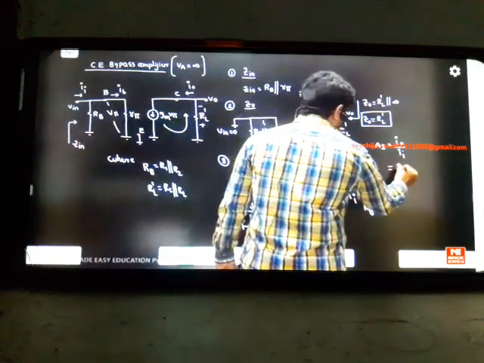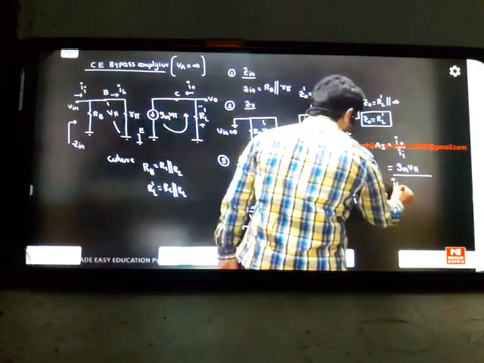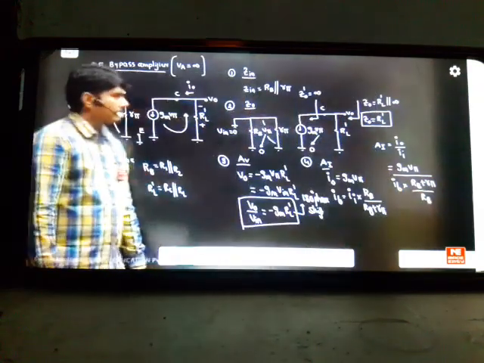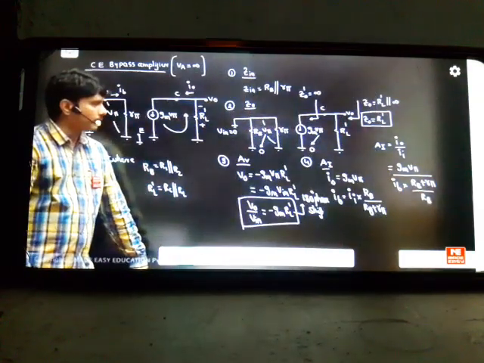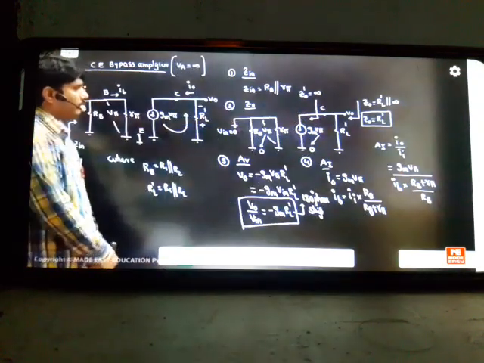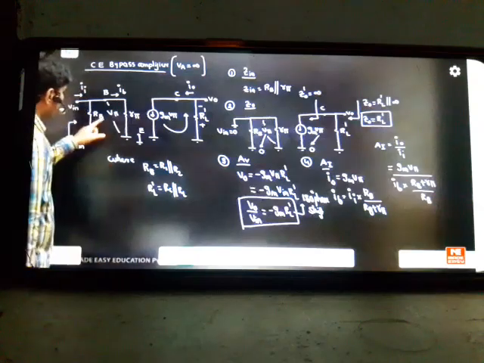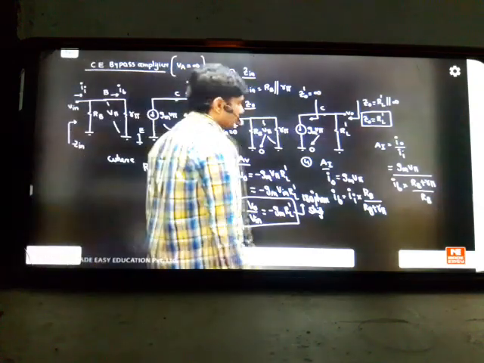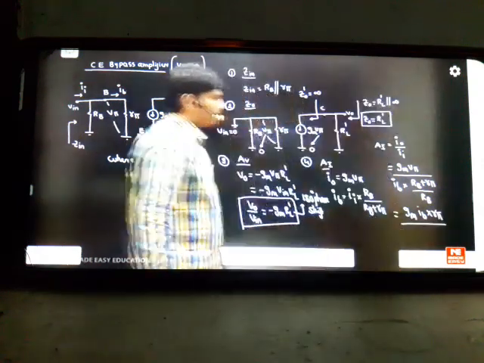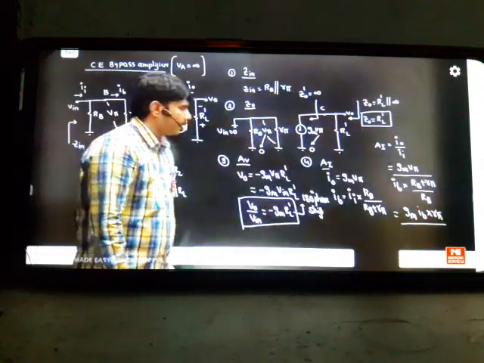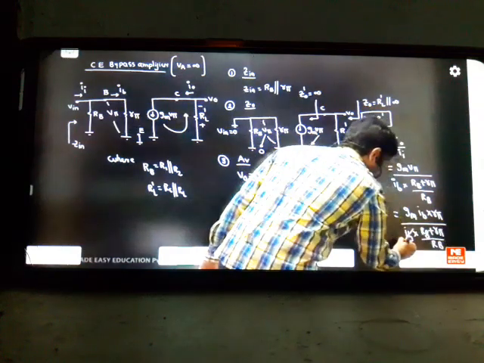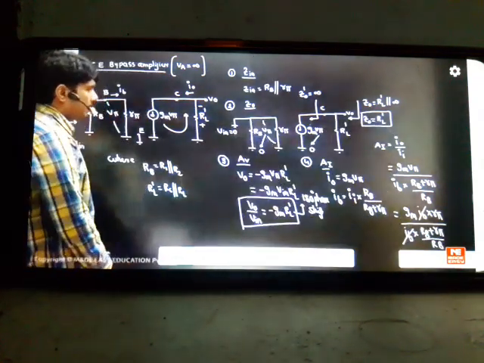So Gm into V pi divided by IB into RB plus R pi by RB, you can write. Okay. Then how to cancel these terms? Let us see. Gm into V pi is there, divided by IB. So what is V pi? On the board you can write V pi as IB into R pi. Gm into IB into R pi divided by IB into RB plus R pi by RB, such that IB you can cancel. Okay.